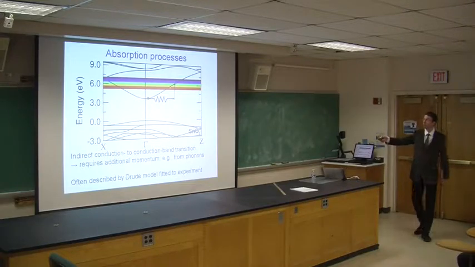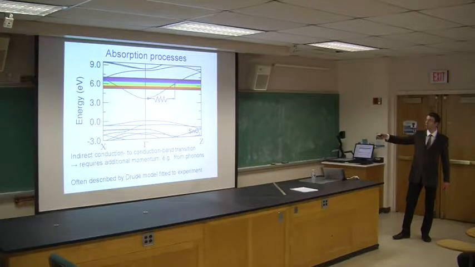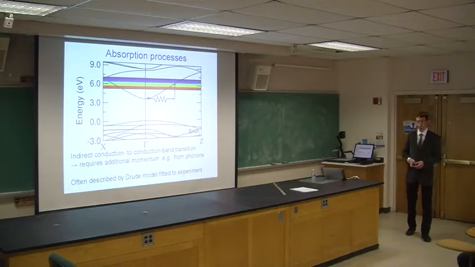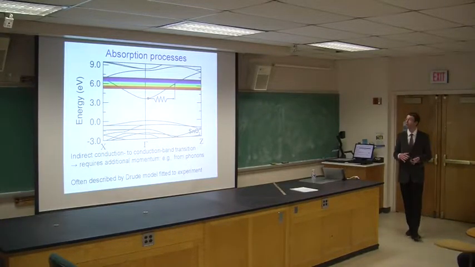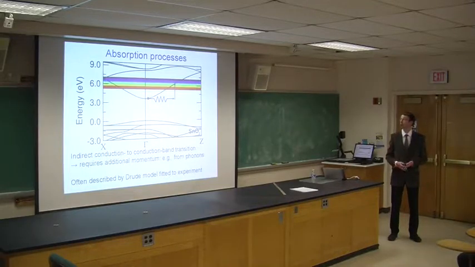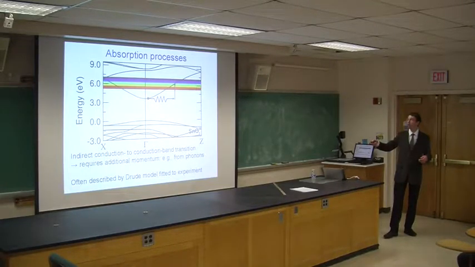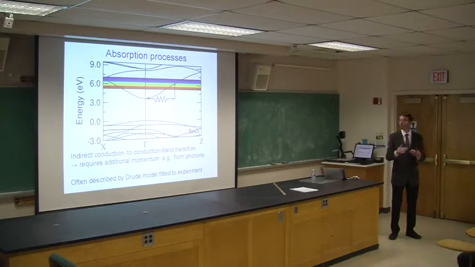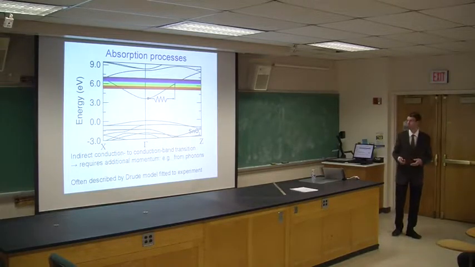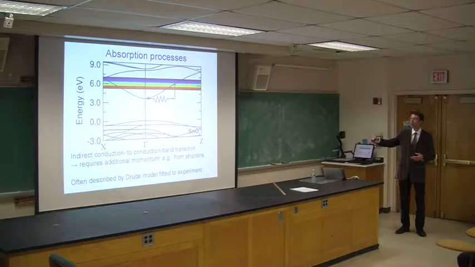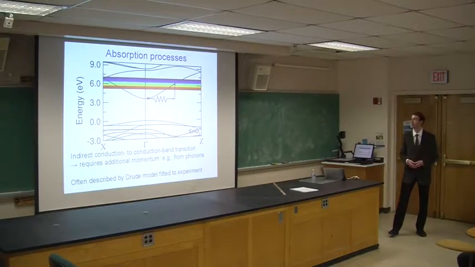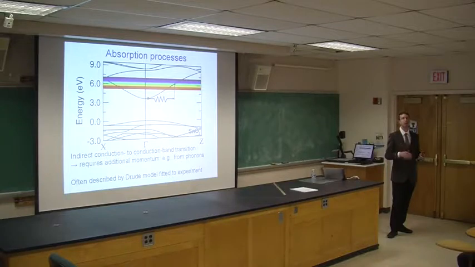So in order to do that, you need to have some process that gives you a bit of momentum so that you can go to a final unoccupied state either in this region or in this region. One such process is given by the phonons. If you scatter with phonons, you might be able to reach a final unoccupied state, which will reduce your transparency. These kinds of processes, if you open a textbook, you have probably seen them described with a Drude model, typically fitted to experiment to explain this kind of absorption.